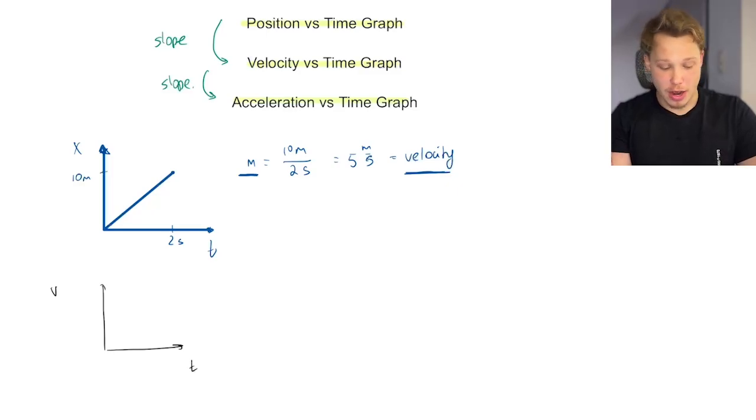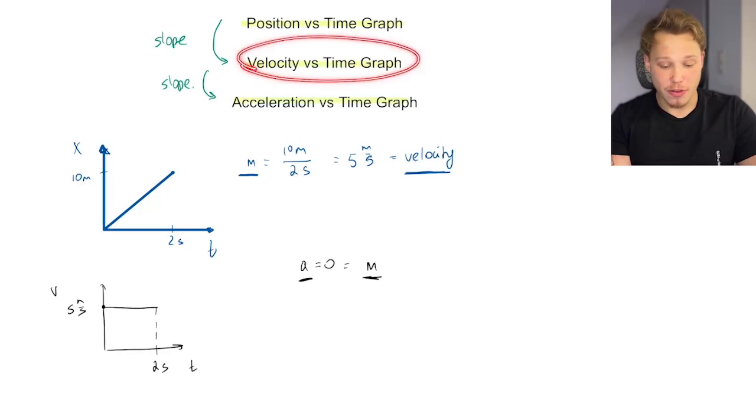Let's imagine a graph where a person is walking at a constant speed of 5 meters per second for, let's say, 2 seconds. So constant speed means that your acceleration is 0. And also, if we look at the slope of this line, it's a horizontal slope, so therefore the slope is 0. So once again, we prove that the slope of this line gives us the acceleration. So that's why the slope of the velocity will give us the acceleration.